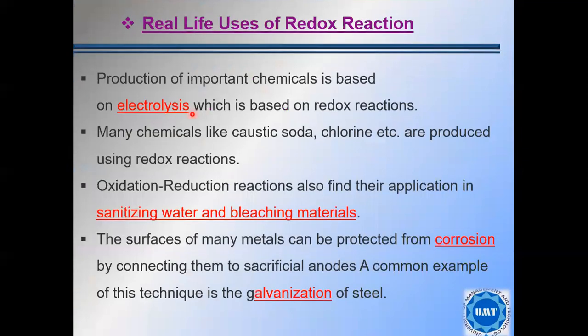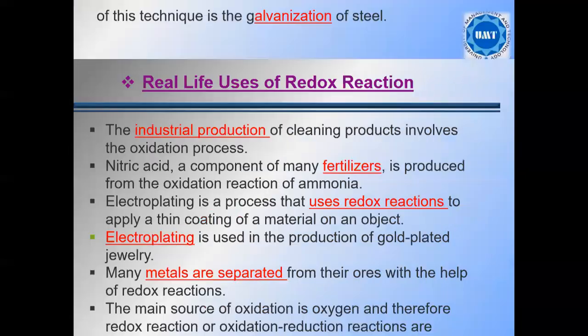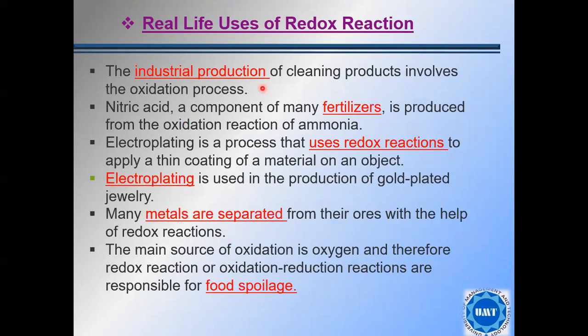So real-life uses of redox reactions include electrolysis. Many chemicals like caustic soda, chlorine, etc. are produced through redox reactions. Oxidation-reduction reactions also find application in sanitizing water and bleaching materials. The surface of many materials or metals can be protected from corrosion by galvanizing the steel. Industrial production of cleaning products involves oxidation processes.